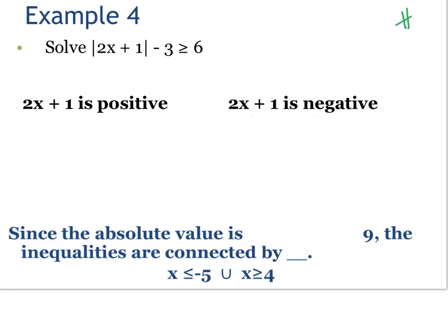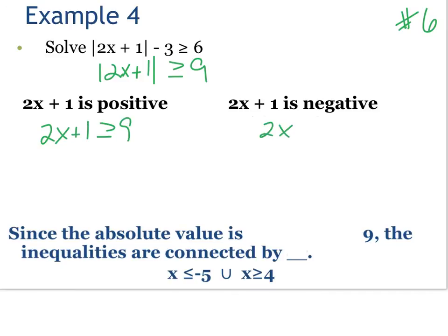This is number 6 in your notes. Here we solve the equation, the absolute value of 2x plus 1, minus 3 is greater than or equal to 6. So we need to first isolate the absolute value. Now remember, that's a grouping symbol. So to do that, we're going to add 3 to both sides. And when we add 3 to both sides, we get the absolute value of 2x plus 1 is greater than or equal to 9. So we have the case when it's positive, it'll be greater than or equal to 9, and when it's negative, it's going to be less than or equal to negative 9.